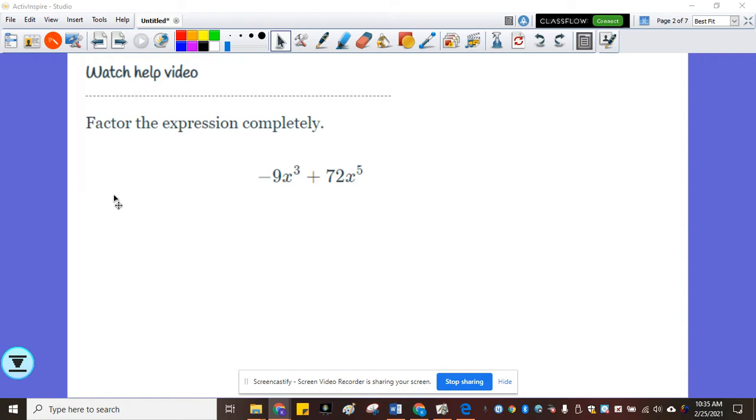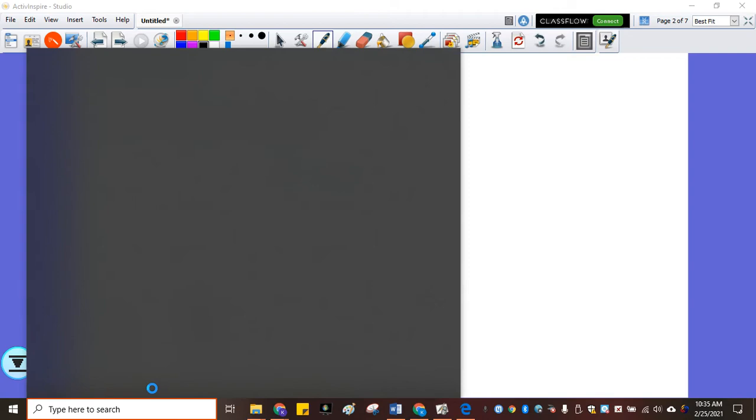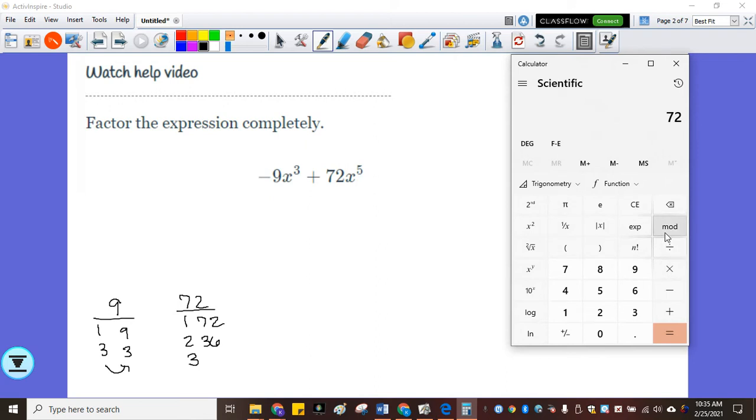All right, so we're finding the greatest common factor between 9 and 72. If you're not using a special calculator, which I can come give you, then you have to break them all down. So 9 is 1 and 9, 3 and 3. 72, 1 and 72, 2 and 36. I think that's right. 3 and, all right, I'm getting lost. Let's check my 2, make sure I didn't mess up.